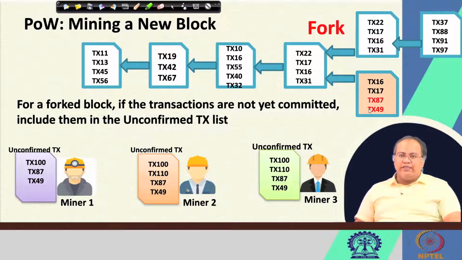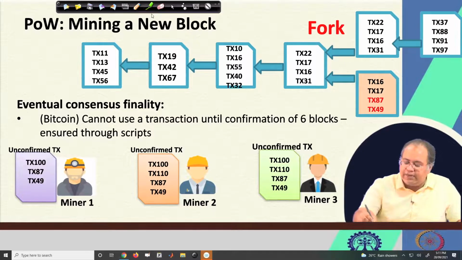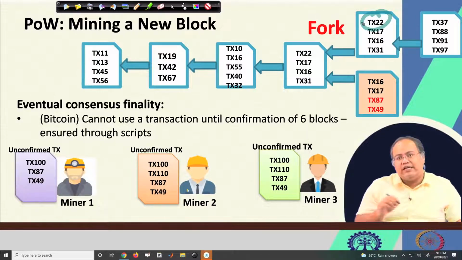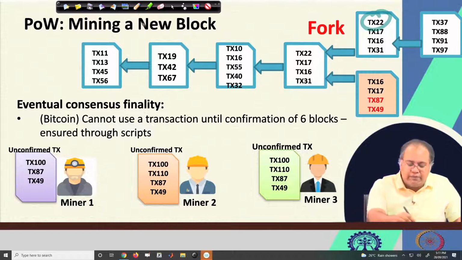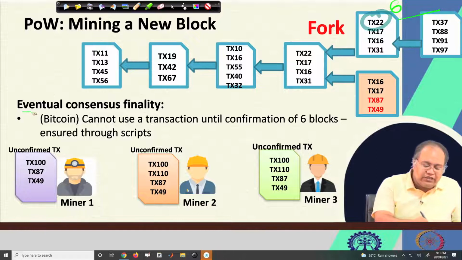Now, for these particular cases, what typically the proof of work blockchain does, that it poses certain constraints on the blockchain system. So, for example, what Bitcoin does, that it makes a restriction that you cannot use a transaction until you get a confirmation of 6 blocks. Well, so what is meant by confirmation of 6 blocks? Say your transaction has been committed in this block. If your transaction is in this block, then after this block there should be 6 other blocks to ensure that your transaction is finally committed. Well, so that we call as the eventual consensus finality.